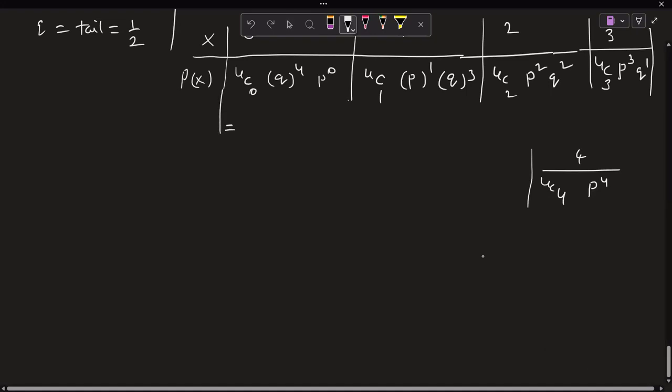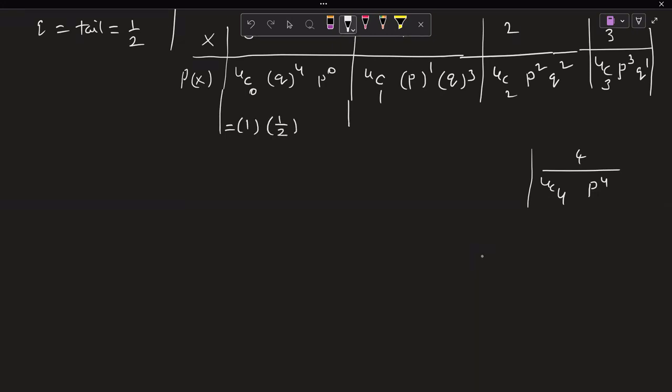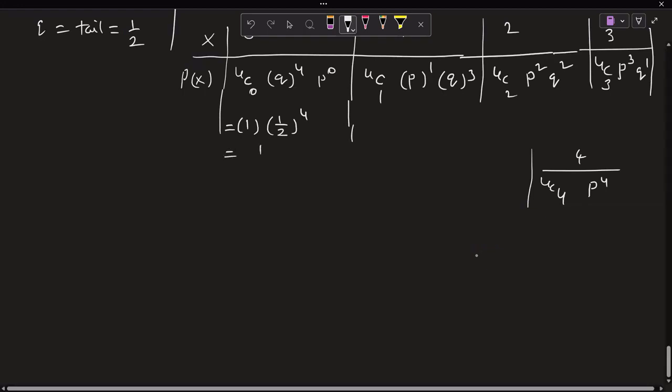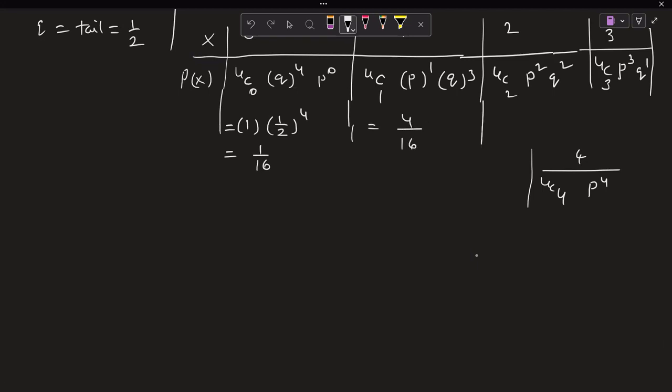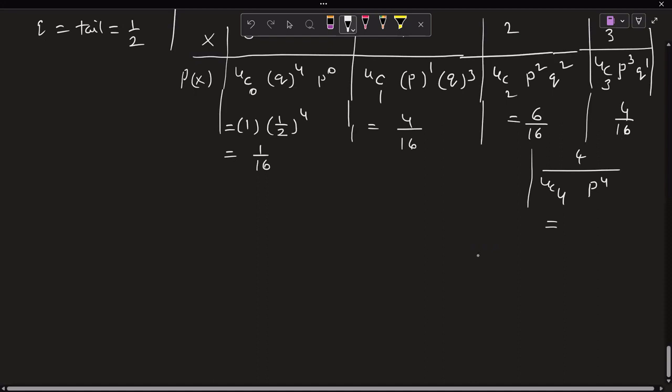Actually, we should now calculate the probability values. So 4C0 is 1. So you know that it is 1 by 2 power 4, that means 1 by 16. 4C1 is 4, so 4 out of 16. 4C2 means 6, 6 out of 16. 4C3 is 4, 4 out of 16. 4C4 is 1, so 1 by 16. This is what is called probability distribution.